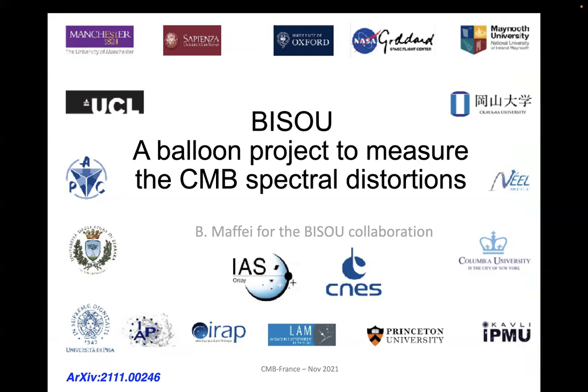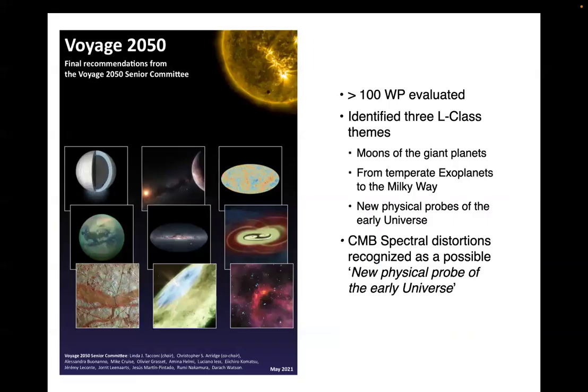So by 2029 or so, we will hopefully have some first measurements which improve over COBE, probably at the level of a factor of 20 to 50. So this is really great. And then there's also the very exciting opportunity that has been highlighted by the ESA Voyage 2050 report that CMB spectral distortions are a recognized probe of early universe physics.